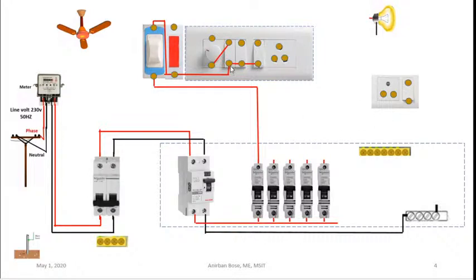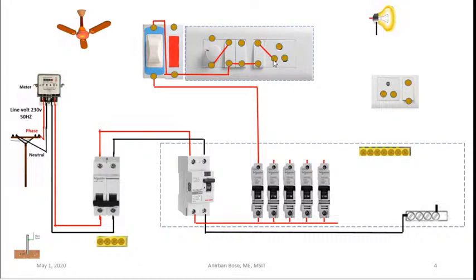Now you see for the fan, the regulator is operated by this switch. So in the regulator, through this line from the other end of the switch, it is going to one end of the regulator. So when it will be on, then this and this will be connected, that means the phase will go here. Now depending upon the regulator position, the phase goes, and here you can see this switch is controlling this point.